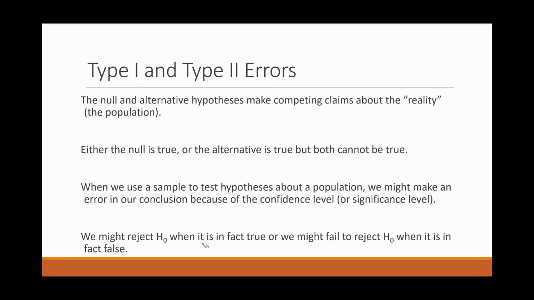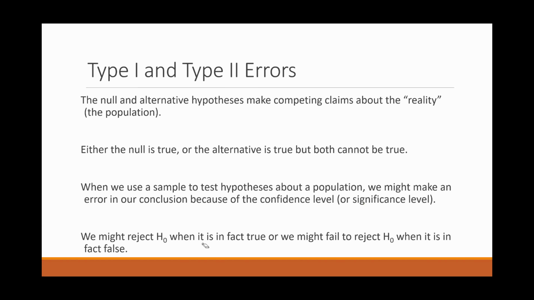What I mean by that is we can commit errors. We can choose to reject a null hypothesis when in reality the null is true. We also could fail to reject the null hypothesis when in fact the null hypothesis is false. That means when we make our decisions, we can be wrong. It's really important to recognize that we can actually be wrong about our decisions.